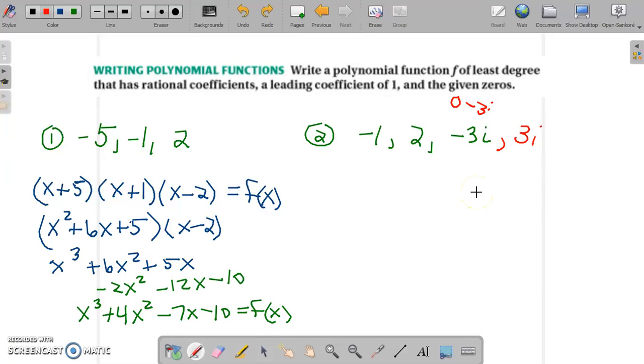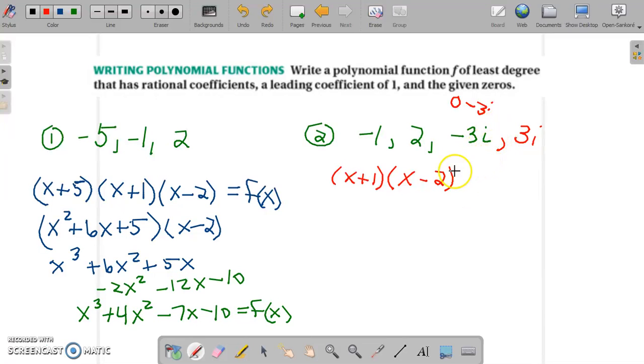This is going to be a 4th degree polynomial. You've got to include that 3i because the complex conjugate theorem tells you that if you've got one, you've got to have its conjugate as zeros. Okay, so once you have that, then you can write all your zeros out. I'm going to write my factors. So x plus 1 is going to be a factor because negative 1 is a zero. x minus 2 is going to be a factor.